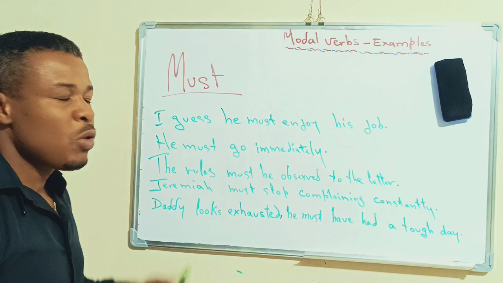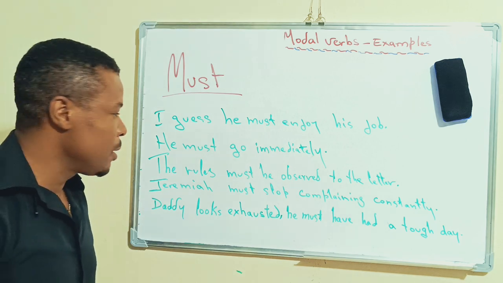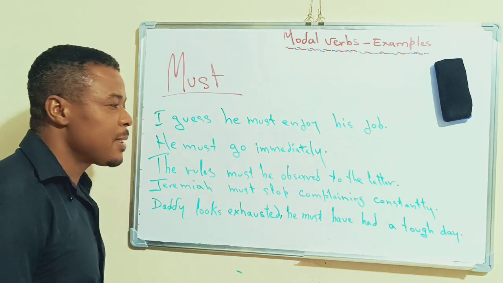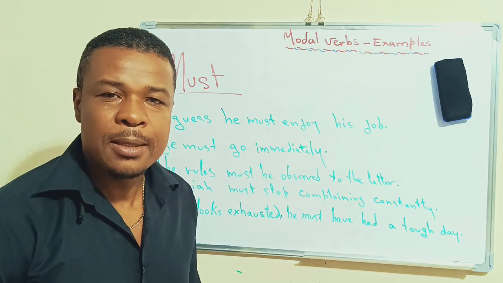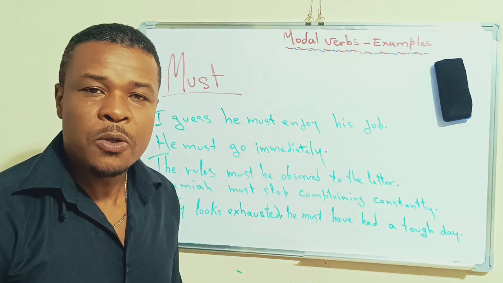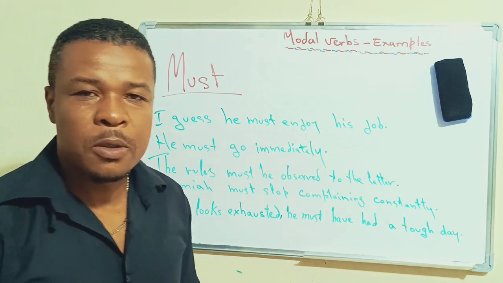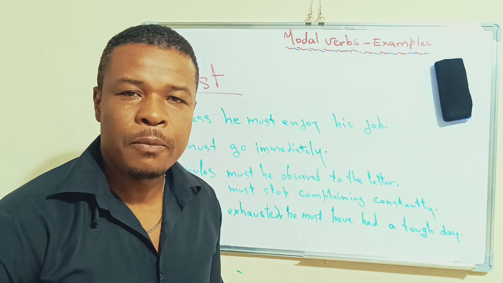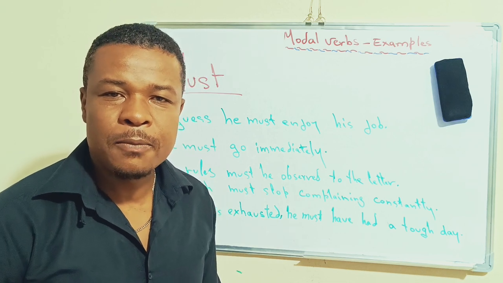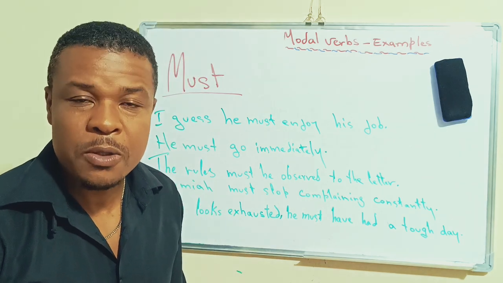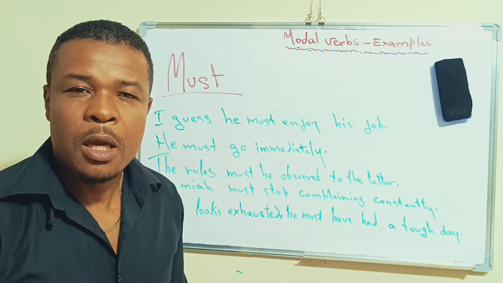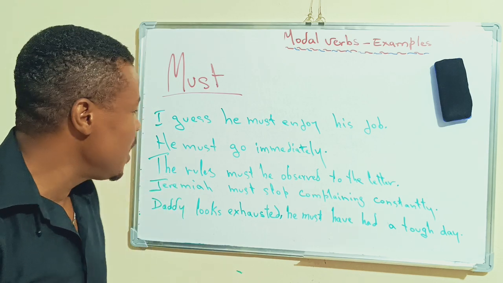Por ejemplo, aquí dar una orden, ¿no? Para dar una orden. He must go immediately. All right? Él debe irse ahora mismo. Él debe irse inmediatamente. He must go immediately. All right?